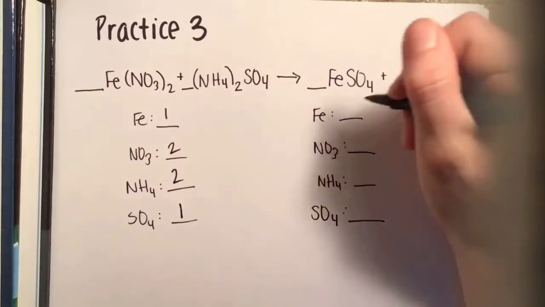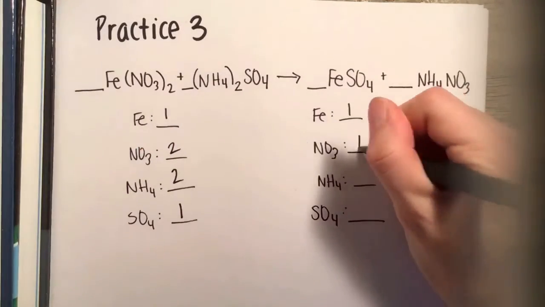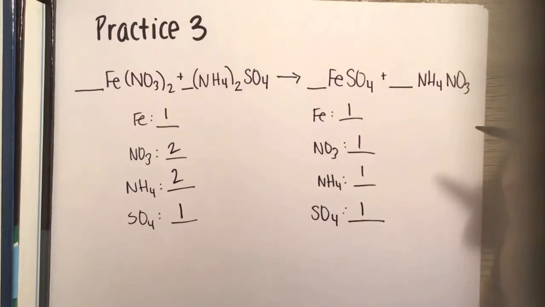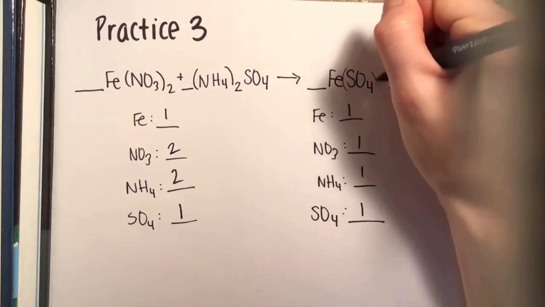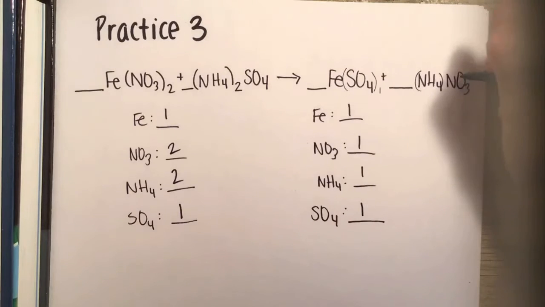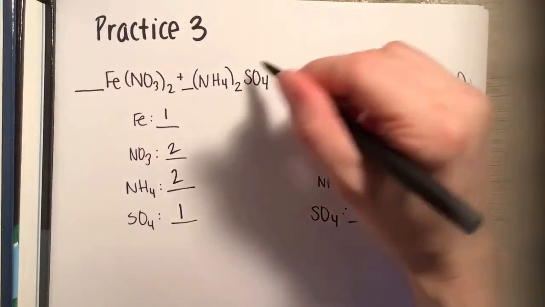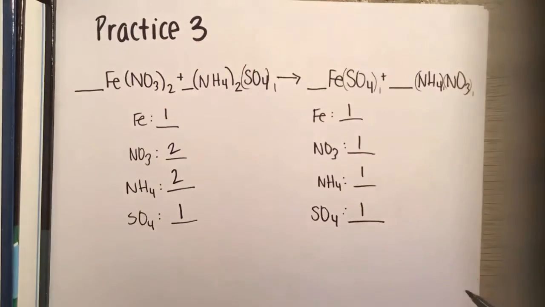Products: 1 iron, 1 nitrate, 1 ammonium, 1 sulfate. And now it's just the normal rules of balancing, right? I'm going to remind myself that if I don't have parentheses around my polyatomic ion, that means I have an invisible 1. I've got 1 of that polyatomic ion, right? That's kind of what's tricky here. We don't want to mix up and say that we have 4 SO4s because of that 4 there.